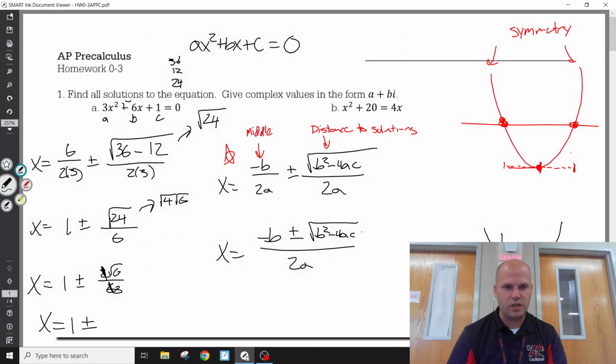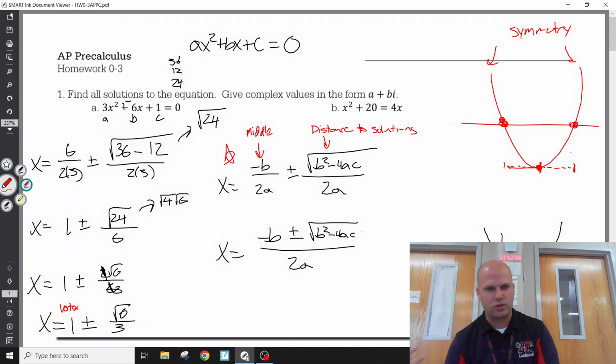All of this needs to be done without a calculator. You cannot simplify a square root with a whole number, so this is it. Here is the x coordinate of the vertex. Here is my distance to the solutions. If you take the vertex plus the distance, you get one solution. Vertex minus the distance, you get the other solution. Let's go ahead and do the other one.